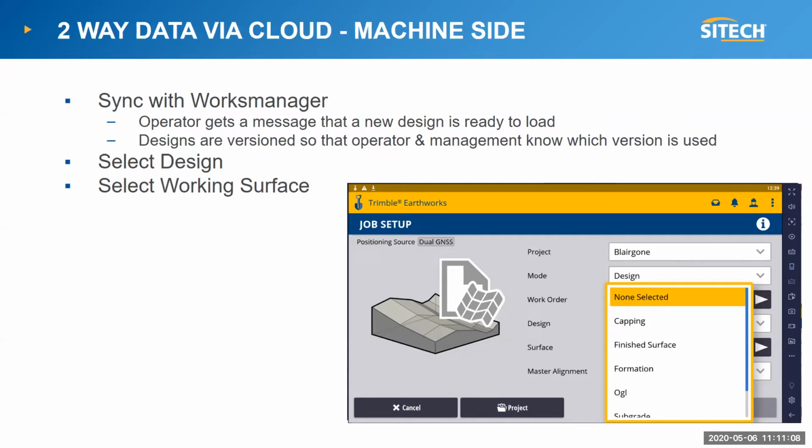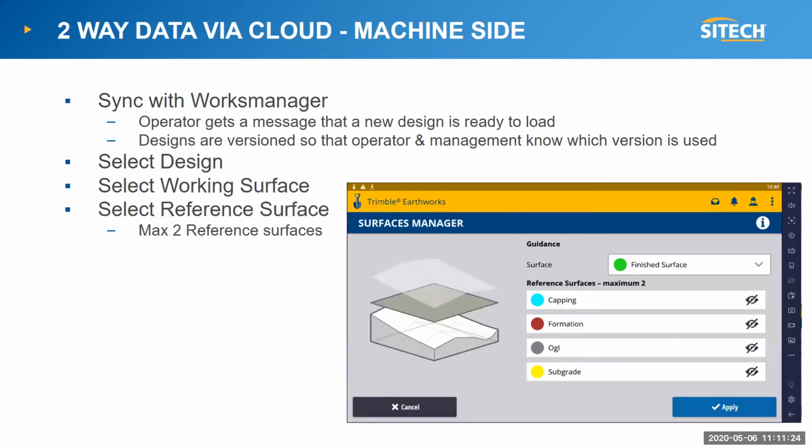He selects the design, which will be surfaces, and then he gets asked, do you want to have a surface and a master alignment? So now before, you had one design, which was your alignment and was your surface. Now it actually says, I have all those surfaces, which one do you want to work with? So I can select the finished surface in here. It now goes in and says, okay, finished surface is your working surface. That's what you're getting your cut fill against. Now you can also have two other reference surfaces. So as well as working against my finished surface, I, for example, want to see how deep is my capping surface and how deep is my subgrade.